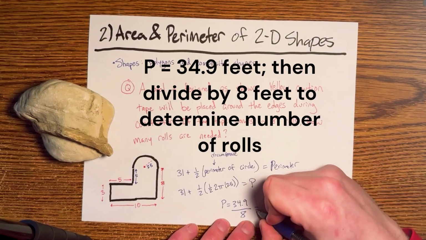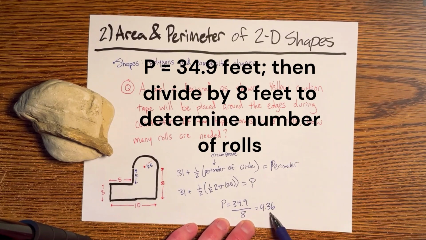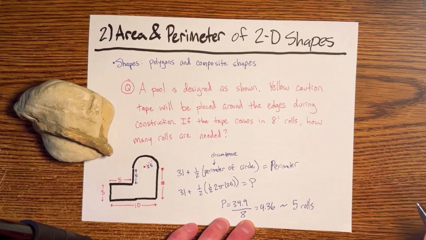We end up with 38.93, and since we can't just purchase a fraction of a roll, we're going to round that up to 5 rolls needed, and that would be the answer.